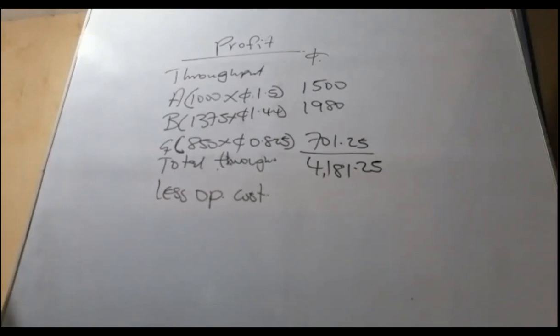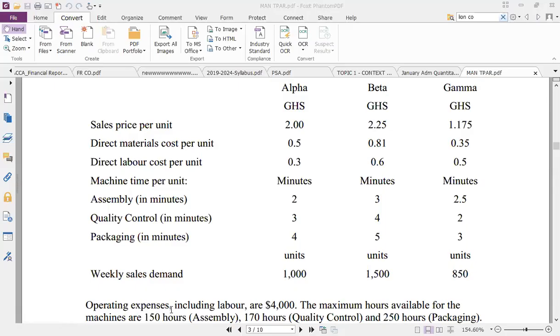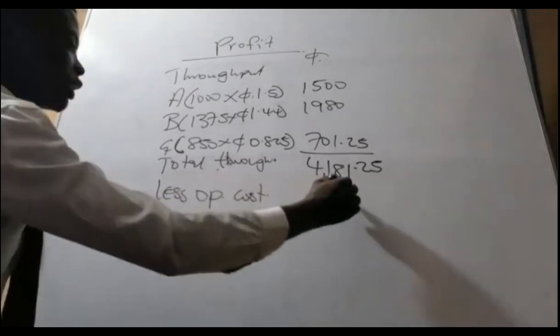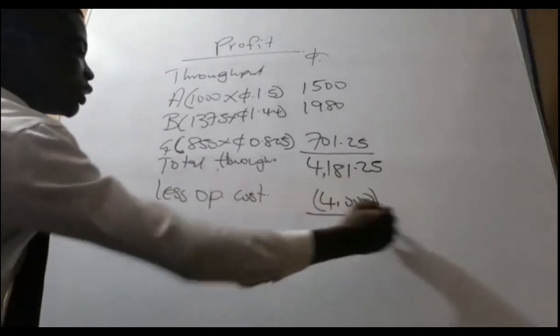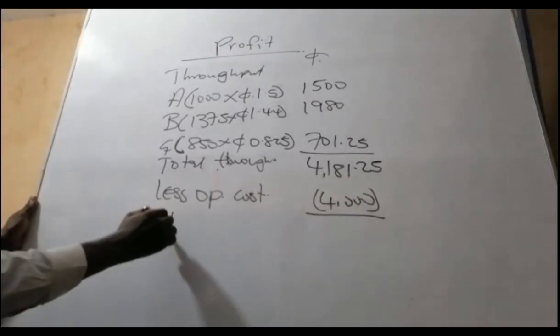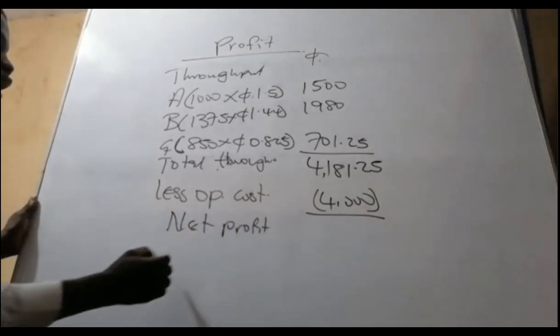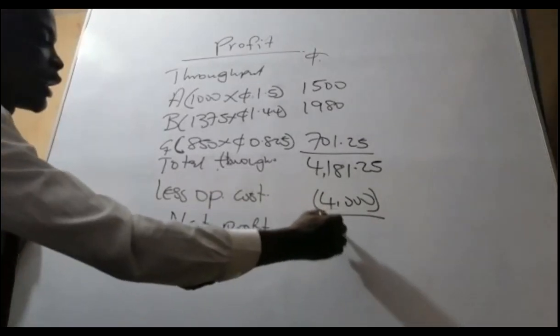Now let's go to the question. Let's pick the factory cost or the operating cost. Operating expenses including labor is what? 4,000 Ghana cedi, not dollars. So 4,000 cedi. Therefore, the net profit is what? Net profit is 181.25. That's the net profit available.